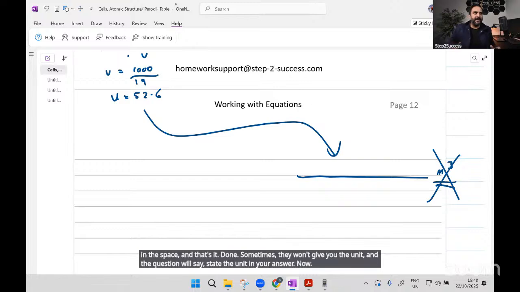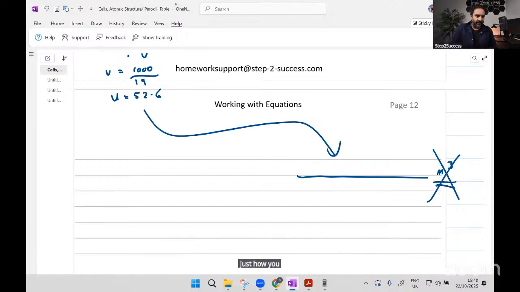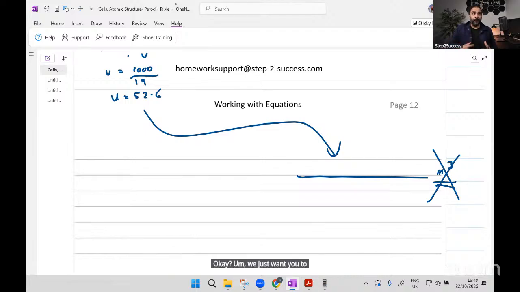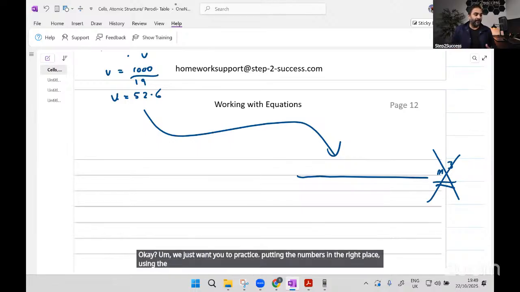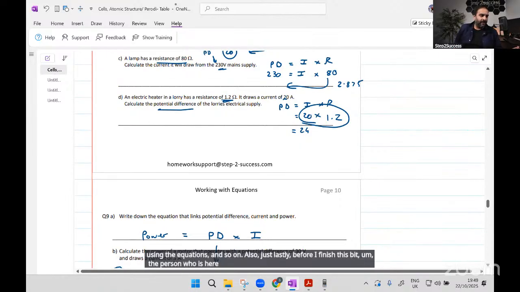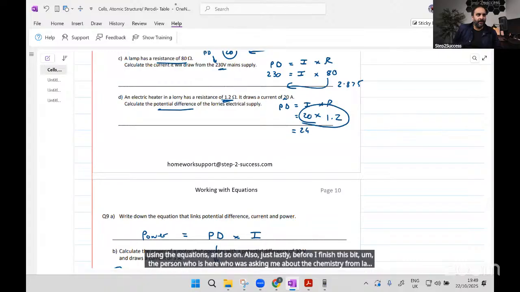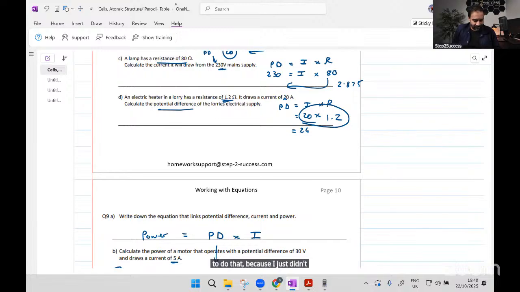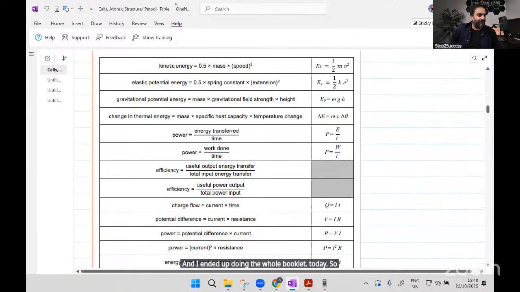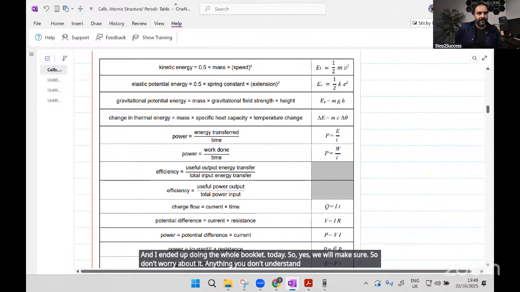Now, for these specific questions, because we were focusing mostly on just how you rearrange equations, we're not worried about the units for this specific homework. We just want you to practice putting the numbers in the right place, using the equations, and so on. Also, just lastly, the person who was asking me about the chemistry from last week, we will talk about that on Sunday. Because you have a test on Sunday, there'll be plenty of time to do that, because I just didn't expect quite so many questions and ended up doing the whole booklet today. So don't worry about it. Anything you don't understand, we'll just talk about it at the beginning of Sunday's lesson.